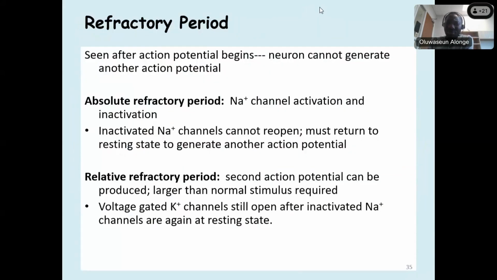Now, this is very, very interesting, and I want you to pay very close attention to this as I begin to round up. There's something we call the refractory period. Refractory period is a time when the cell, the neuron, cannot generate action potential. What does it mean to generate action potential? It means to respond to a stimulus. So that means there's a point in your neuronal activity that the neurons cannot generate action potential. The neuron cannot respond to stimulus.